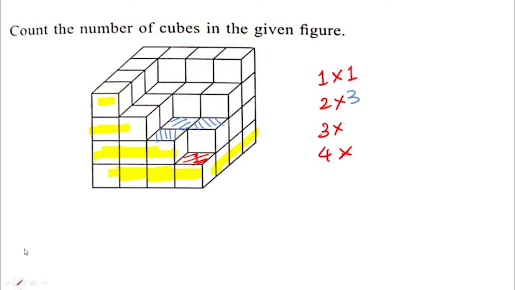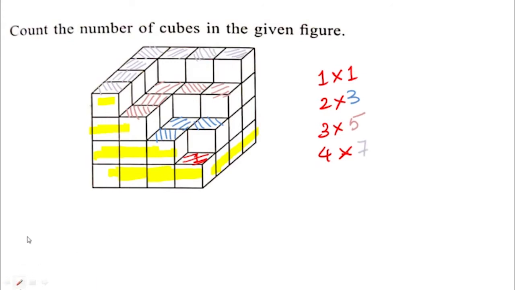Let's go to the third layer. In the third layer, how many cubes are there whose top face is seen? 1, 2, 3, 4 and 5. There are 5 cubes whose top face is seen. Let's go to the final layer, that is the fourth layer here. In the fourth layer, how many cubes are there whose top face is seen? This is 1, 2, 3, 4, 5, 6 and 7. There are 7 cubes whose top face is seen.